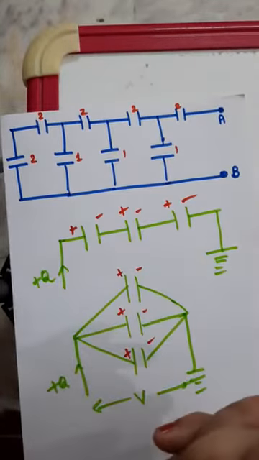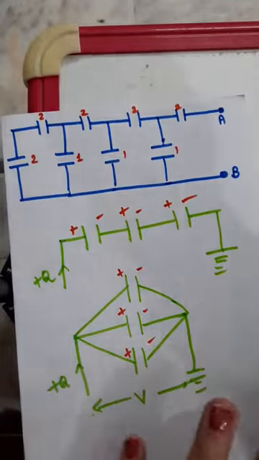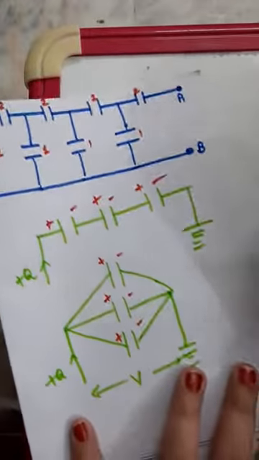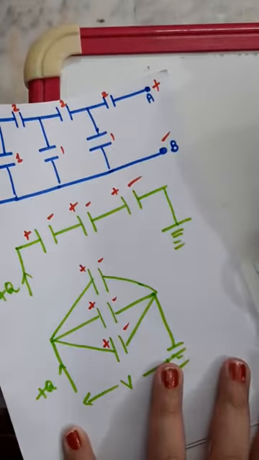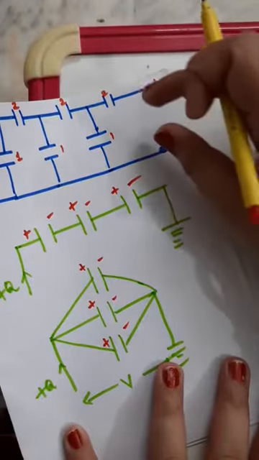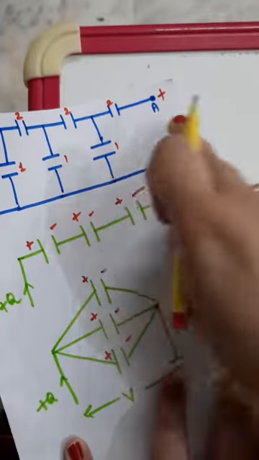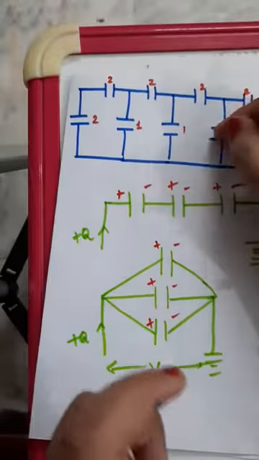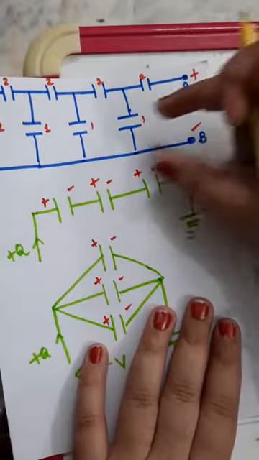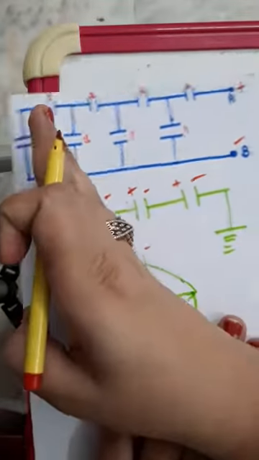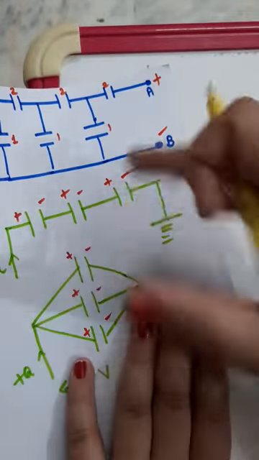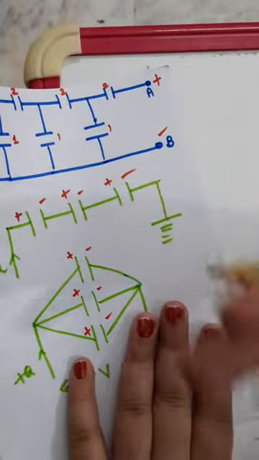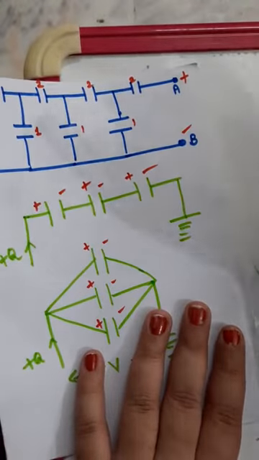Now let's have a look how we are going to solve this question. If A is positive, B is negative, I'm making an assumption from here. These points A and B are the two points from which we derive the potential difference for this network. So A has to be positive and B has to be negative. Any one of them has to be positive and any one of them has to be negative, because we need a potential difference.